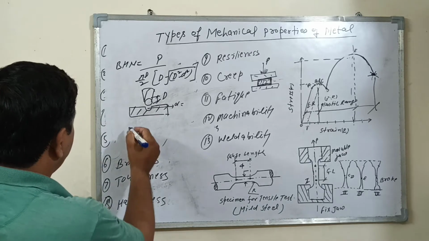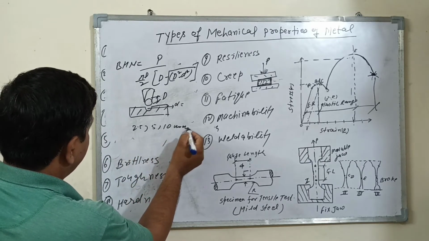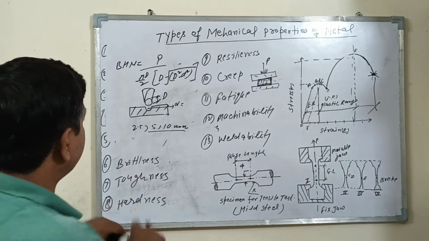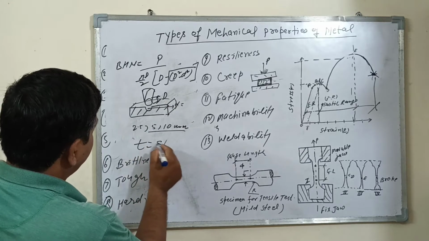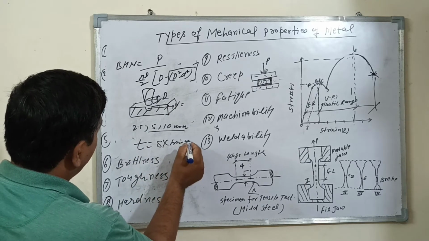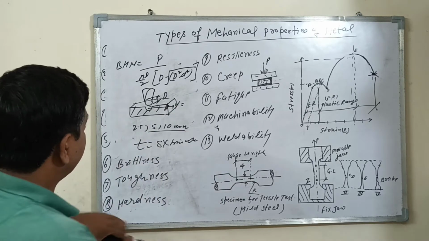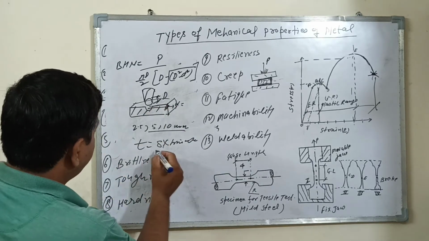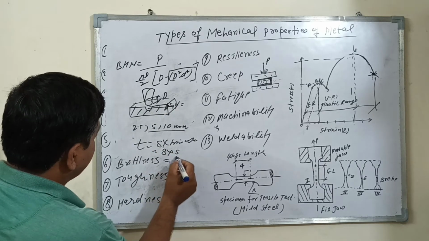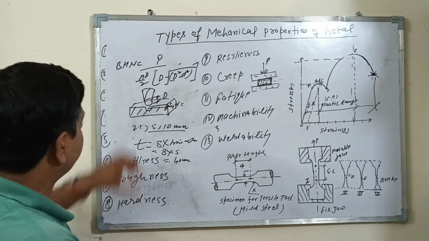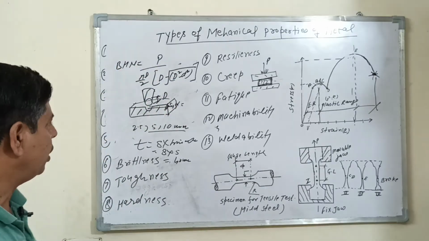For the diameter of the ball, you can take 2.5, 5 or 10 mm. The thickness of the workpiece should be T equal to 8 times the impression diameter. Impression means the depth of impression. If the impression diameter is 5, then 40 mm thickness of this material should be used for testing the Brinell hardness number.